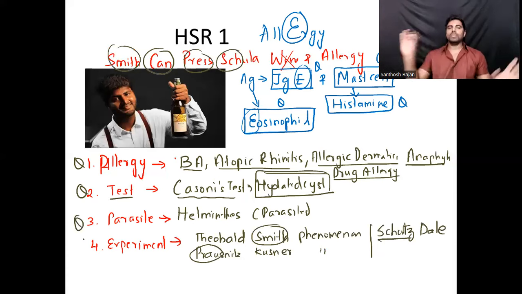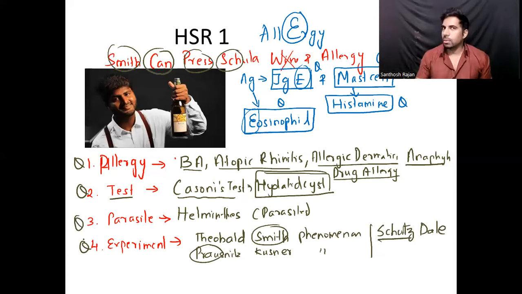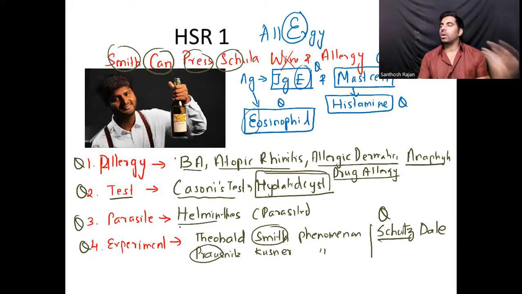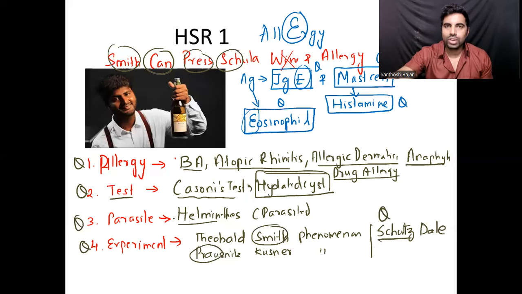So these are the type 1 hypersensitivity reactions. These are the questions. Nothing will come from outside this. I guarantee you, these are the things that will come. So please remember, you will never forget it. The only thing that will be difficult is these three. Allergy you will not forget for sure. The only confusion will be which test it is and the experimental reactions. So always remember: Smith can press Shula wine, very simple. And you get allergy. Any allergy to food, any to drug, etc., will come in type 1 hypersensitivity.